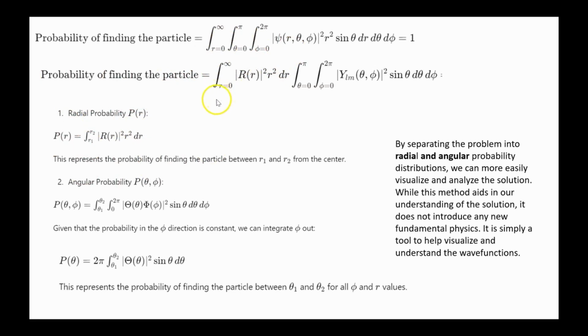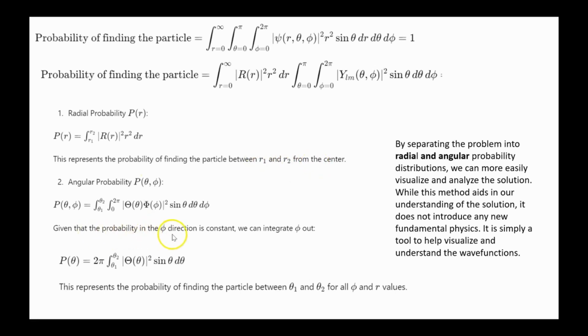The maximum values that we could integrate over would be from r equals 0 to r equals infinity. But we could choose a smaller range, and if we integrate from r1 to r2 of R squared times little r squared dr, this represents the probability of finding the particle between r1 and r2 from the center, where the center is the nucleus.